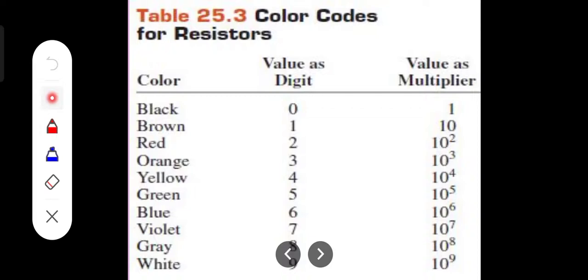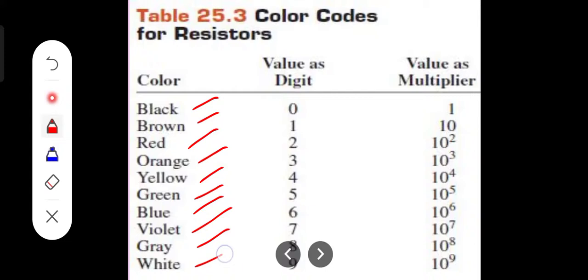Or by using a mnemonic device, you can use this one: Big boys rape our young girls, but Violet give it willingly. Again, big boys rape our young girls, but Violet give it willingly. That will be your mnemonic device in memorizing the different color codes. We start with 0, 1, 2, 3, 4, 5, 6, 7, 8, 9. Then for the multiplier: 1, 10, 10 raised to 2, 3, 4, 5, 6, 7, 8, 9. You must memorize that one.